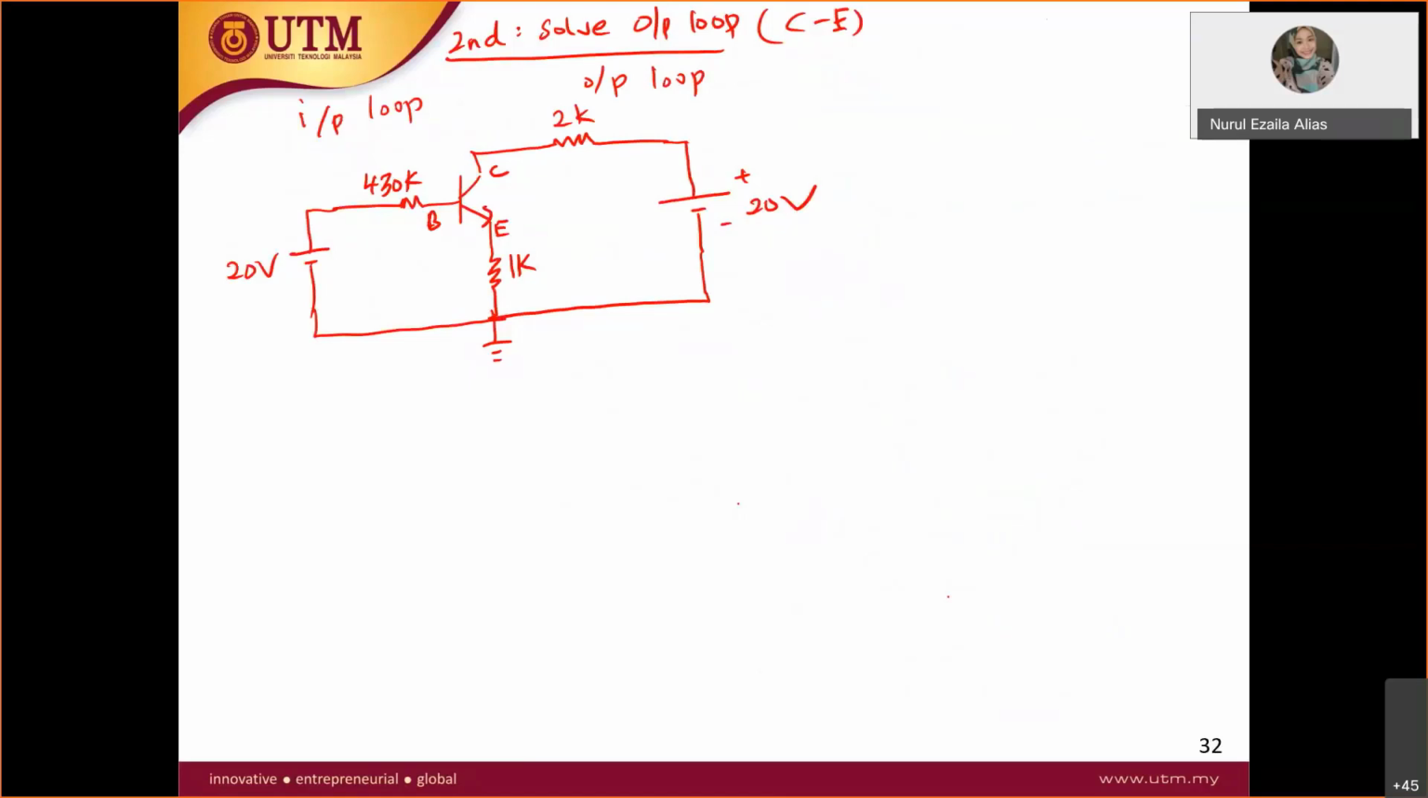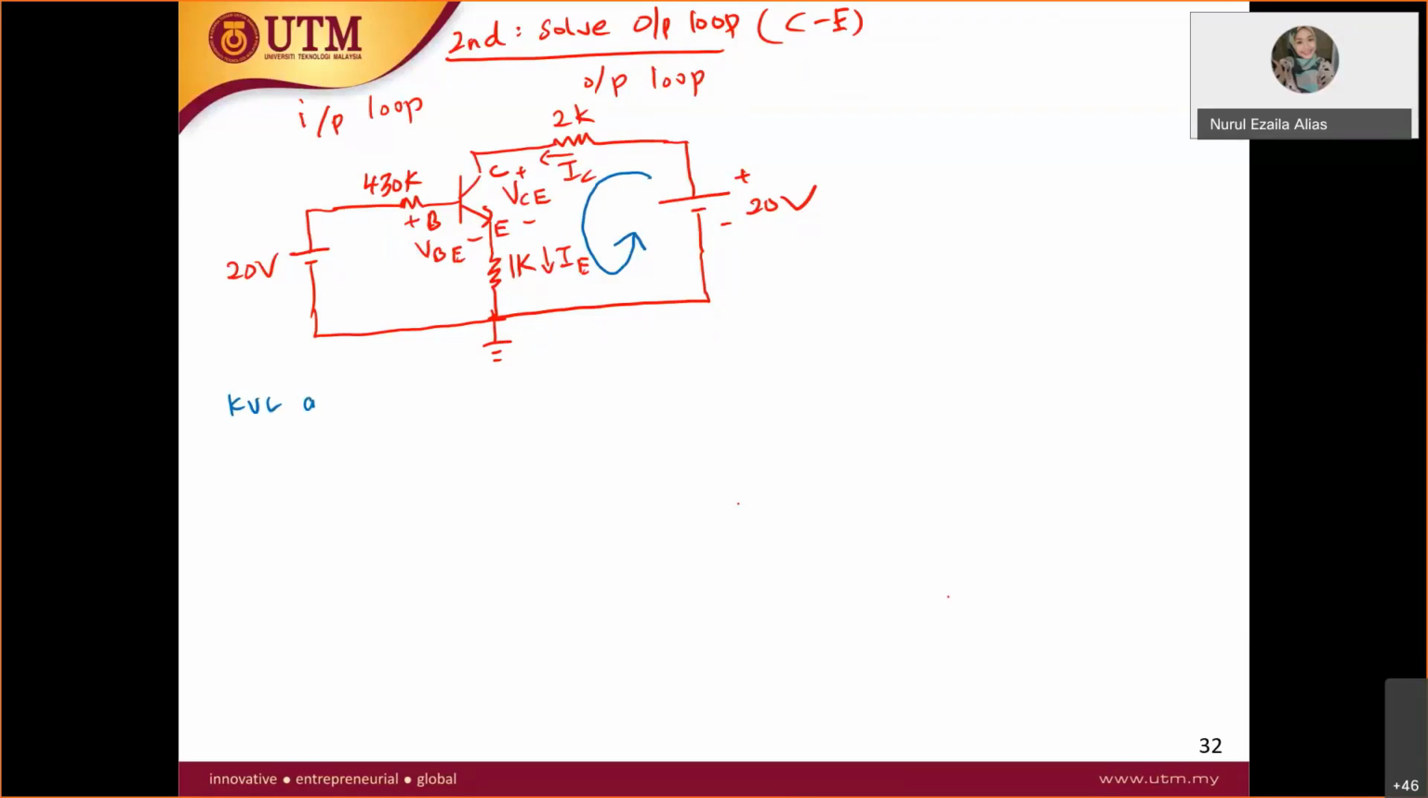Don't forget to write all the notation. You have VCE. From here to here, you have VBE. You have current here, IC. You have current here, IE. And then you apply your loop. I want to use a different color. So this is your current loop. Let us write the KVL.